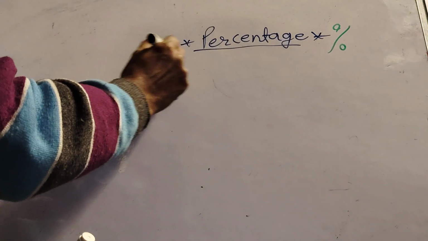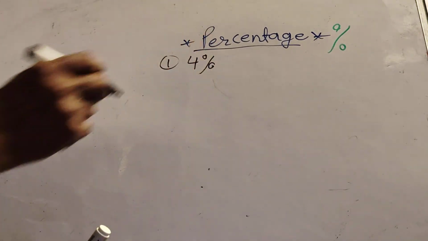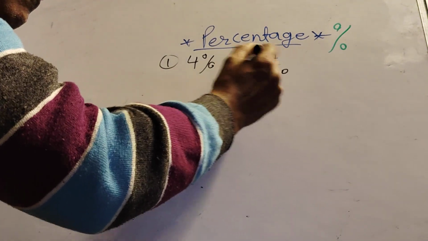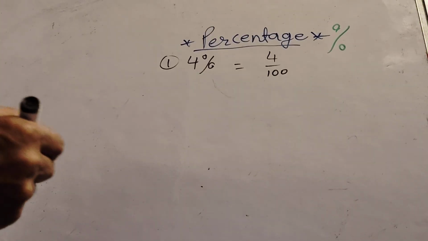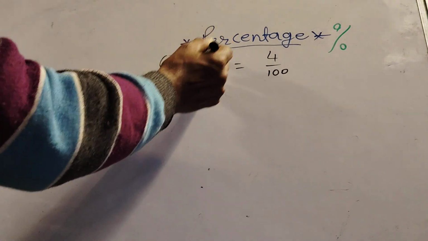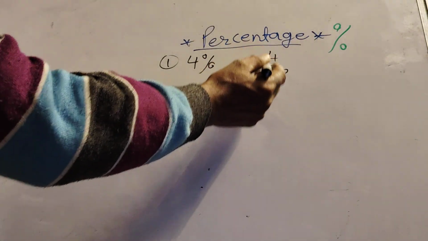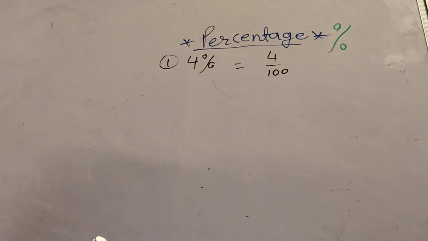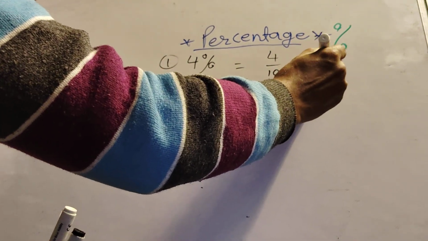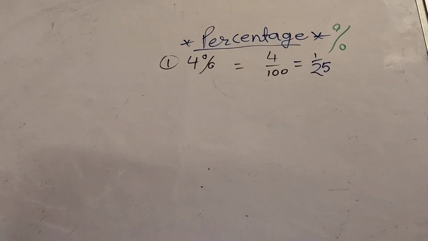So first question is 4%. Can you solve the value of 4%? It means 4 over 100. We remove the percentage sign and write 100 in the denominator. Both numbers can be cancelled by 4, giving 1 over 25. Correct, that is our final answer. So this type of simplification problem is there in percentage.